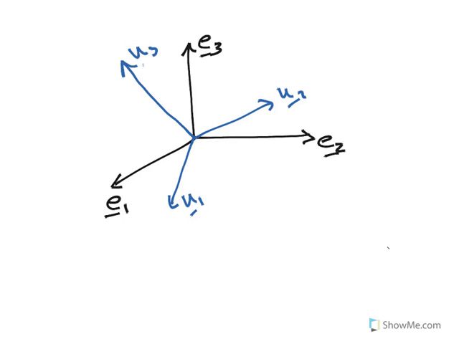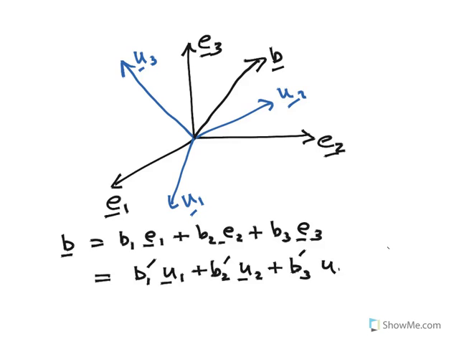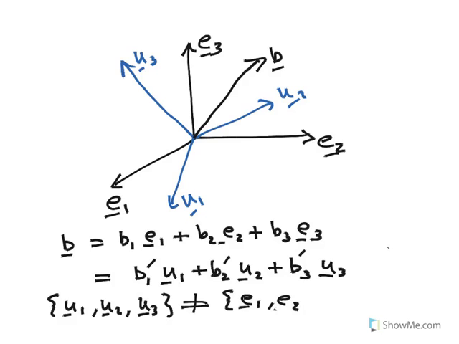Now, suppose I draw the vector again. It's the same vector. I've got this vector here, b. Remember that if I express b in the original basis, I've got b is equal to b1 e1 plus b2 e2 plus b3 e3, right? But if I was to write that vector in the other basis that I've drawn here, u1, u2, u3, I'm not going to get the same components, right? The vector expressed in the other basis is going to be b1 prime u1 plus b2 prime u2 plus b3 prime u3. Now look at this for a second. You'll see that the basis u1, u2, u3 is not equal to the basis e1, e2, e3.